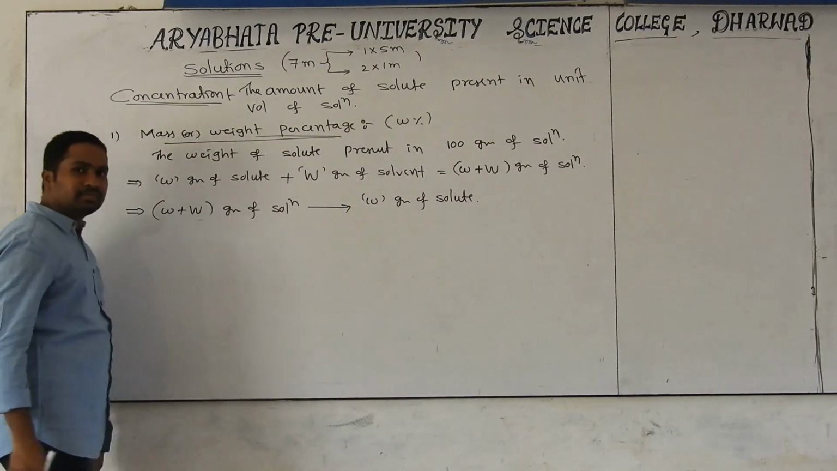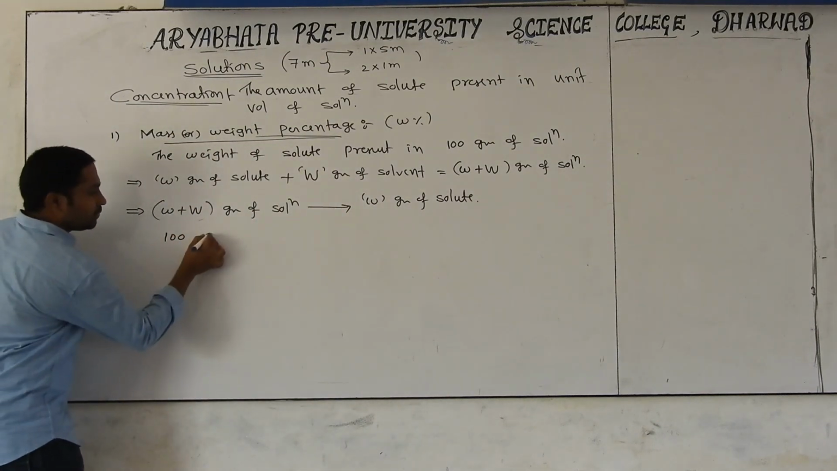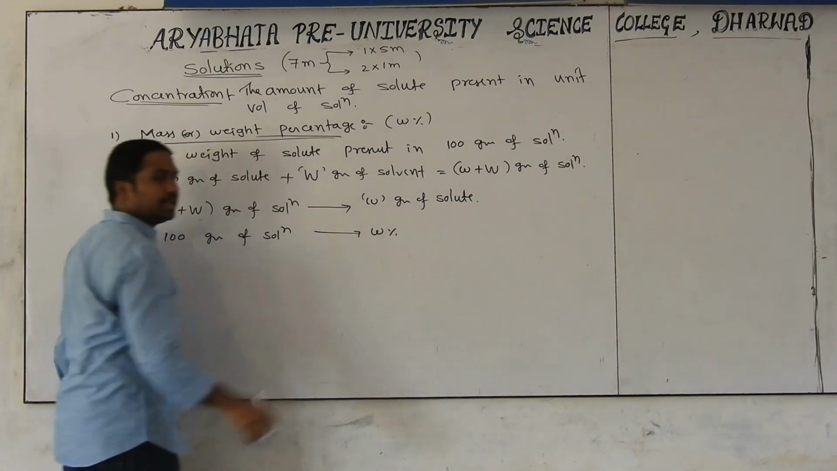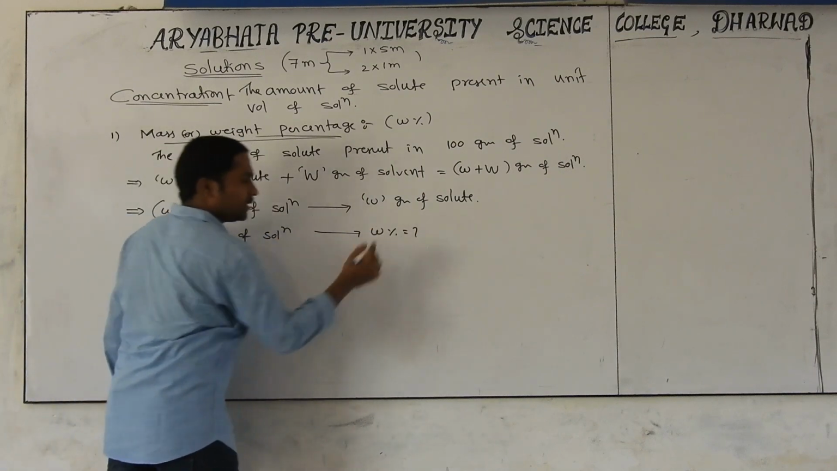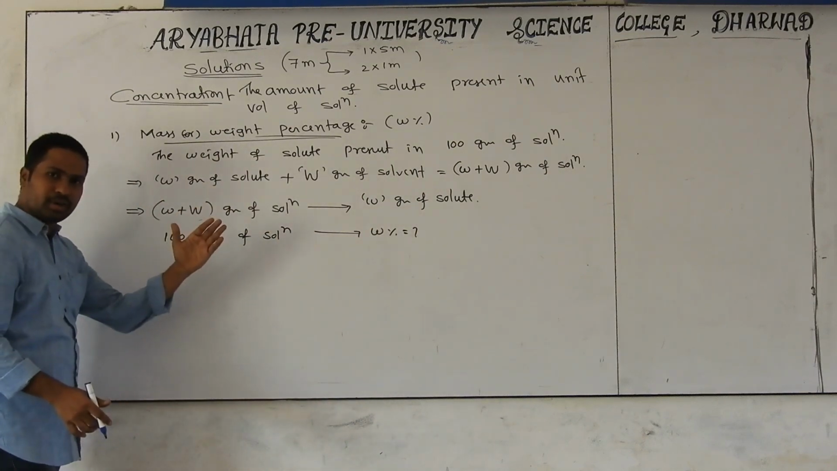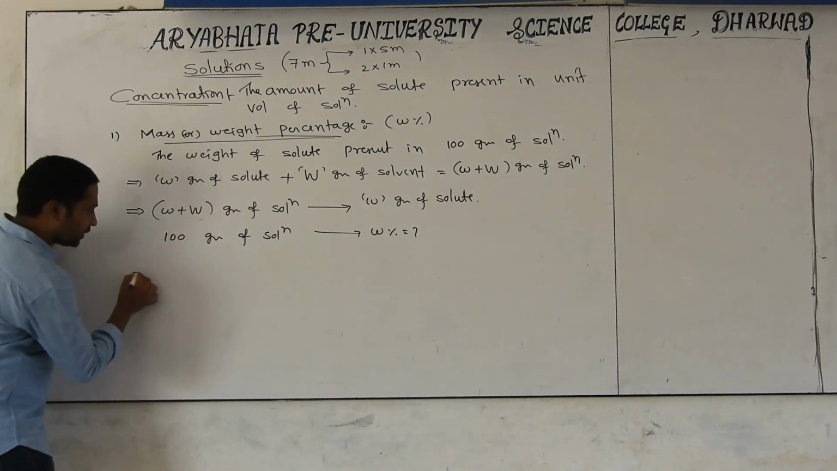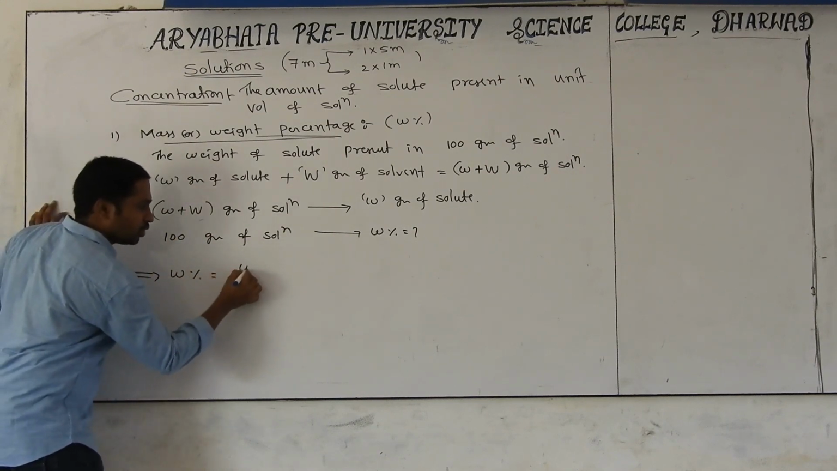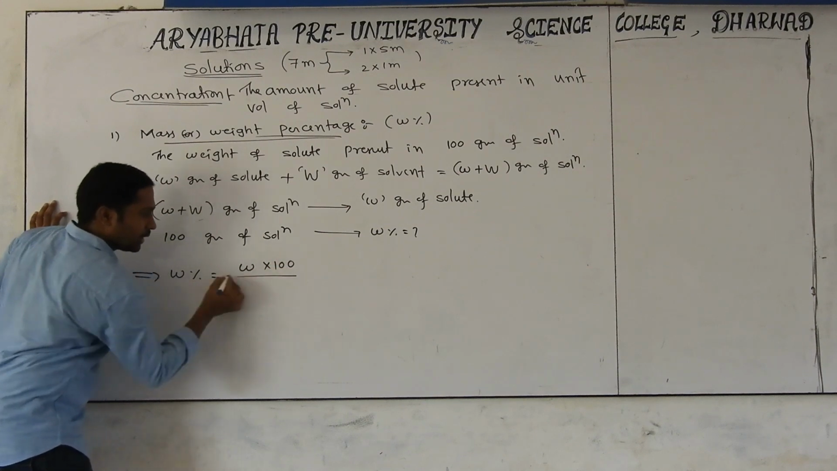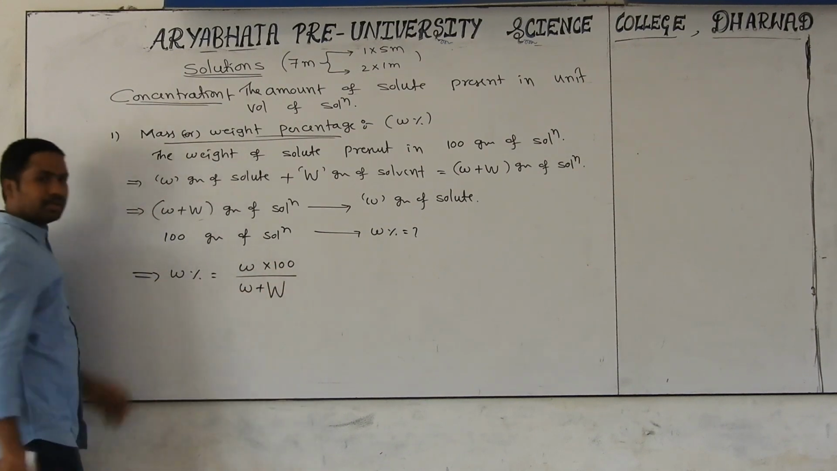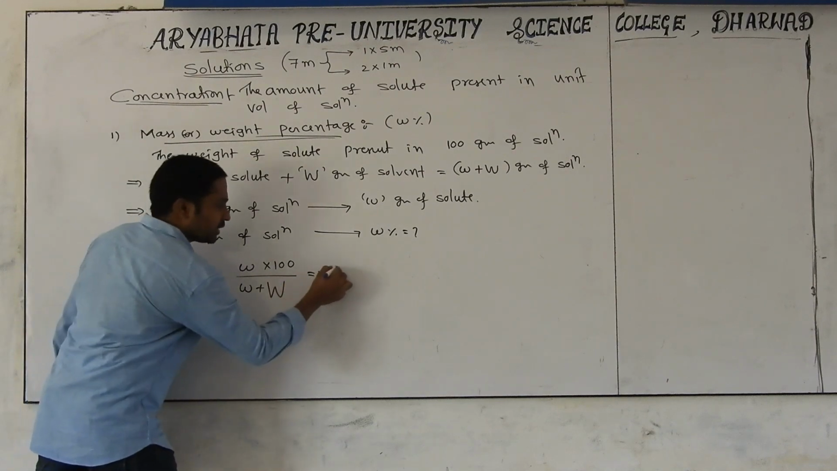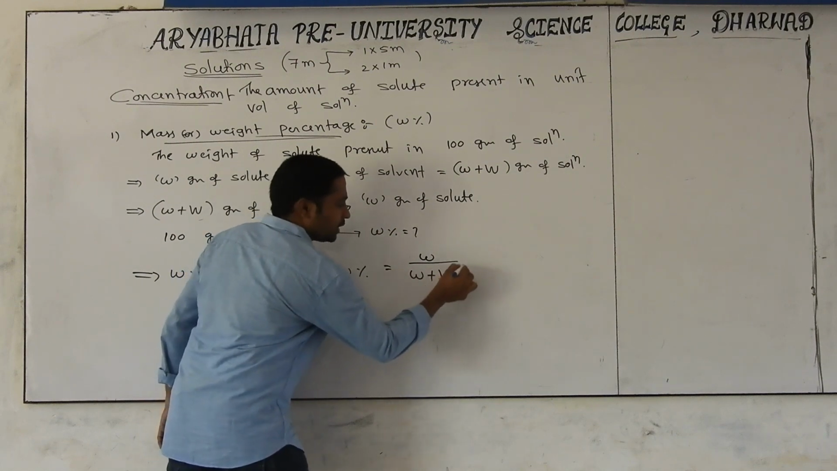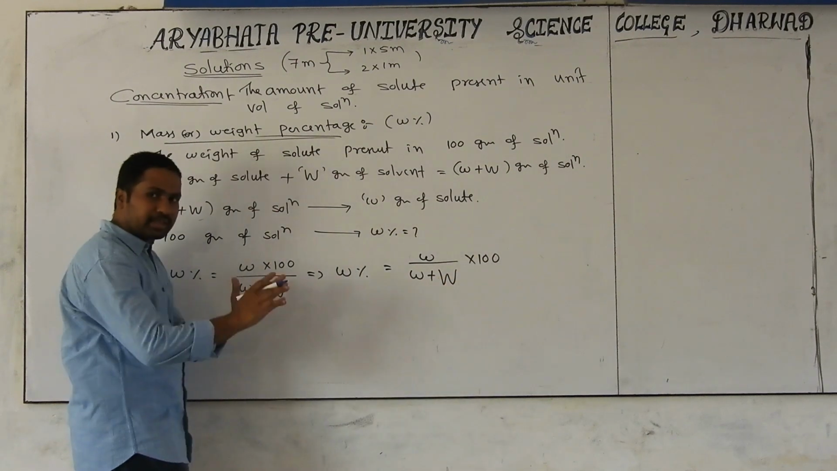But according to the definition, in 100 grams of the solution, how much solute is there? That is what we call weight percentage. Do the simplification. Weight percentage or mass percentage is equal to, by cross multiplication, small w into 100 by small w plus capital W. So rearranging, weight percentage is equal to small w by small w plus capital W into 100.